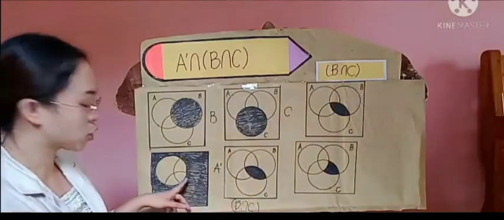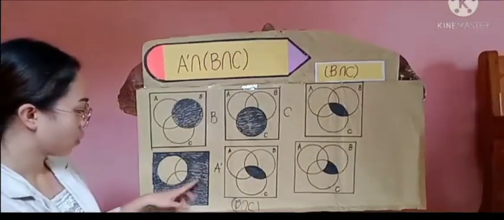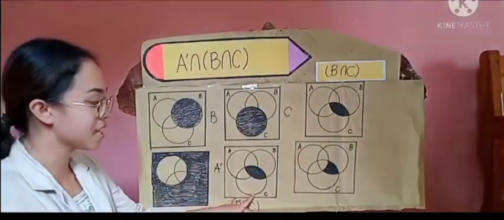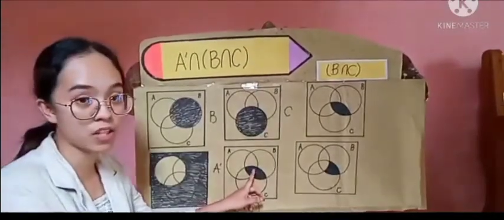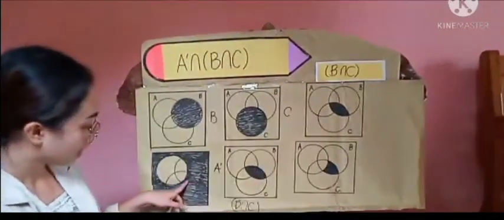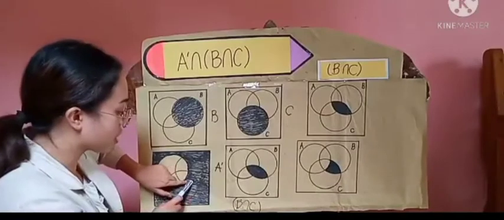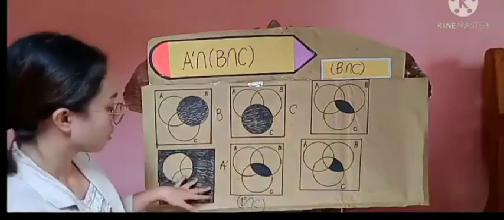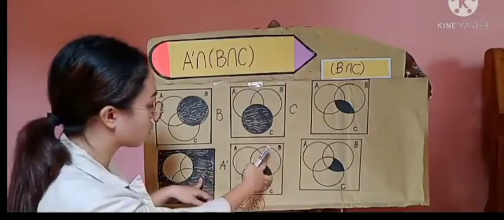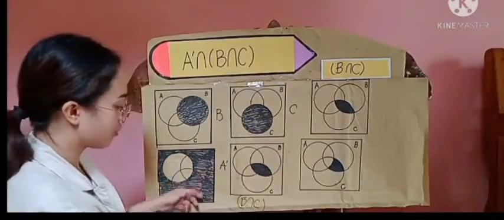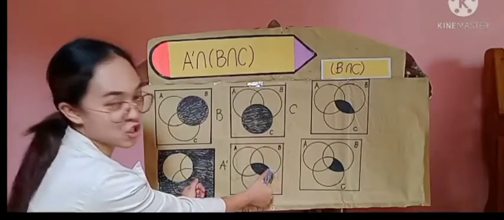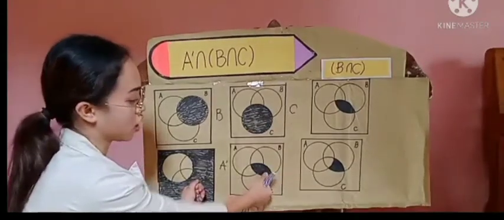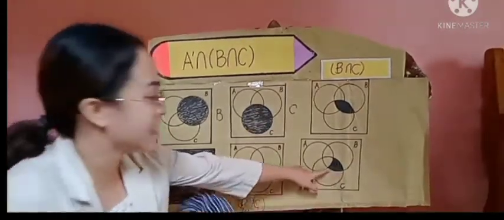Why? If we look at not A, this is the shaded part, and for B and C, this is the only shaded part. In not A, this is the only shaded part, which is similar in B and C. If we combine these two Venn diagrams, the common shaded part will be in this region. So this region is the final answer.